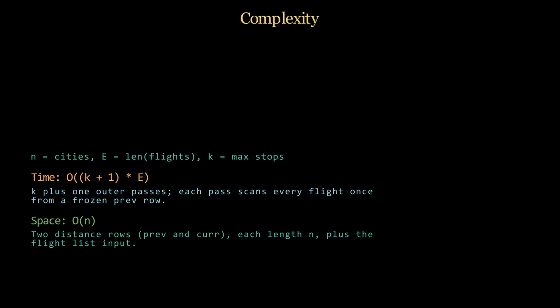Time order is K plus 1 passes times the number of flights, because each pass relaxes every edge once while reading only the previous snapshot. Space is linear in N for the two distance arrays.